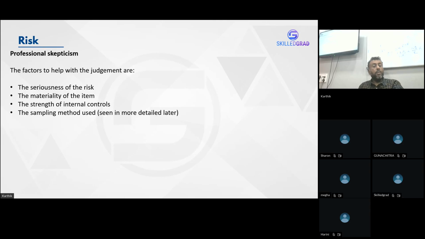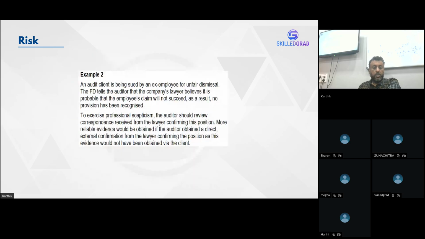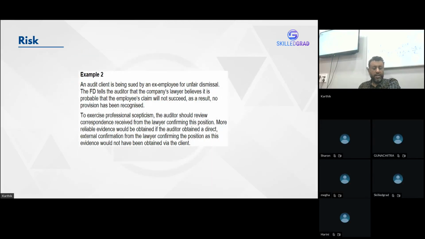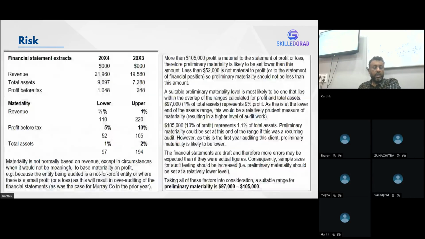ஸ்ட்ரென்த் ஆஃப் இன்டர்னல் கண்ட்ரோல்ஸ், கம்பெனியோட இன்டர்னல் கண்ட்ரோல்ஸே ஒழுங்கா இருந்ததுன்னா ஓரளவுக்கு இந்த இஷ்யூலாம் கண்டுபிடிச்சோம். இன்டர்னல் கண்ட்ரோல்ஸே தப்பா இருந்து வச்சுக்கோங்க, அப்போ தென் பி வெரி கேர்ஃபுல். ஓகே, சாம்பிளிங் மெத்தட் யூஸ், என்ன மாதிரி சாம்பிளிங் அது ரொம்ப டீட்டெயிலாக அப்புறம் பார்ப்போம். ஸோ there's an example, just read this or take a break now, take a 5 minutes break, we'll read example 1, example 2. You just have to read it, that's all, and we'll see what is materiality.